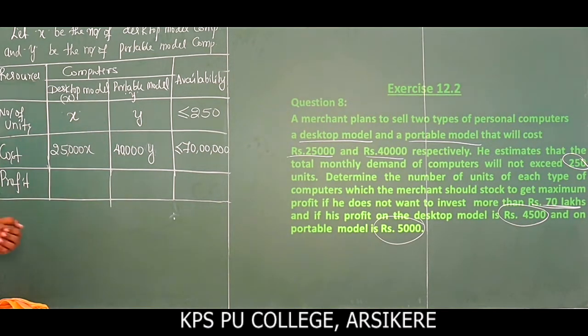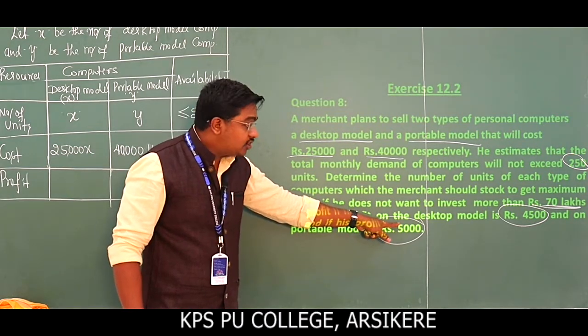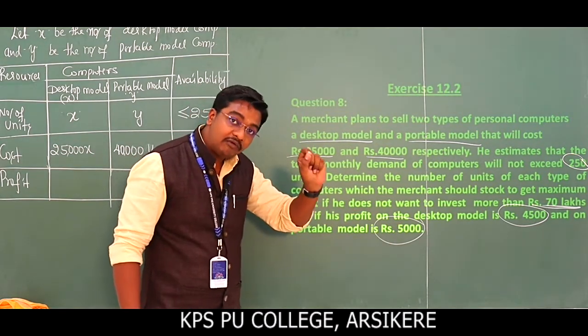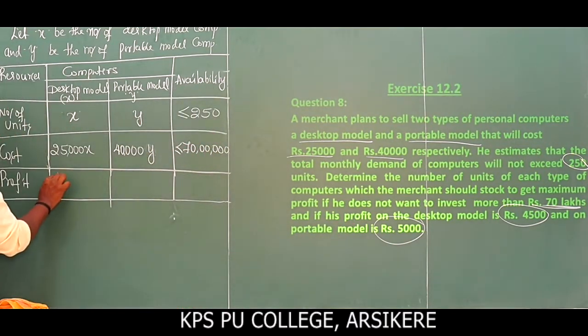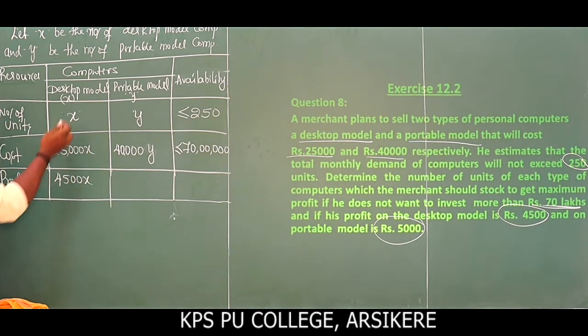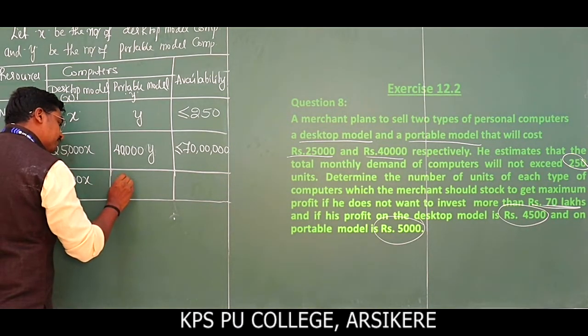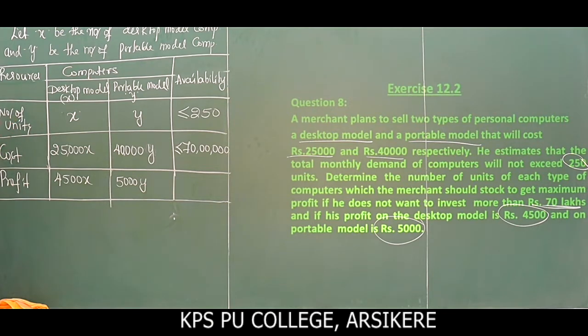So what about profit here? From one desktop model of computer, you get a profit of 4,500 rupees. Similarly for portable, 5,000 rupees. That becomes 4,500 into X, because we have X number of desktop model computers, and 5,000Y. Okay, this is here. So now convert to mathematics.